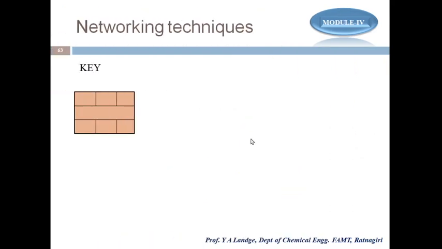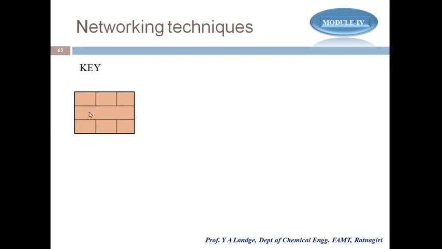Now this is the key. Why is this the key? Because from this key we can calculate the critical path. We can find out the slack of each activity, and also calculate the critical path. Now what is the critical path? The critical path is the one which requires the maximum time for completion of the project. So let's see what is in the key.